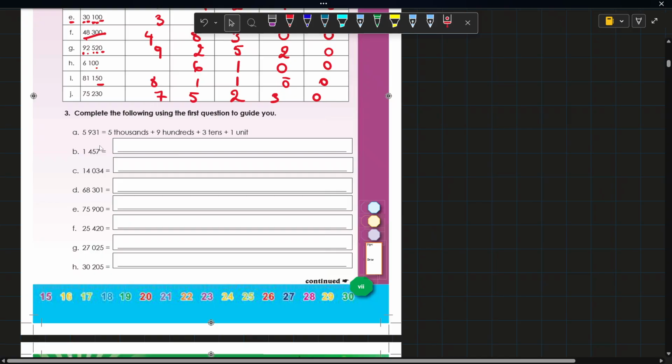They say, how can we write this? So let's follow the example. Because we identified that 5 is 1,000, we write 5,000. And then 9 is 100, so we say 900. And then 3 here is a 10, so we say 3 tens. And then we say 1 unit, right? So we can do the same here.